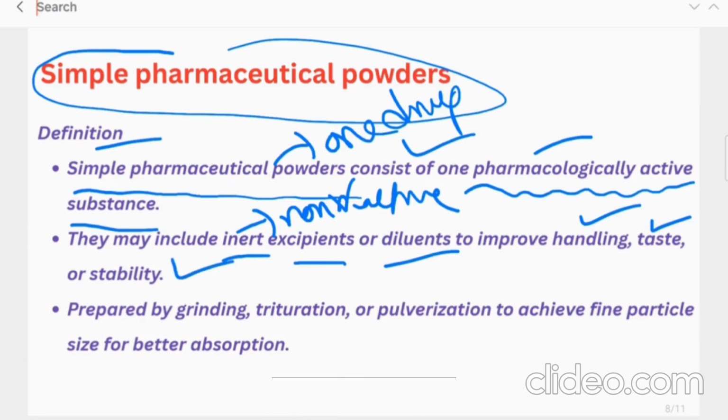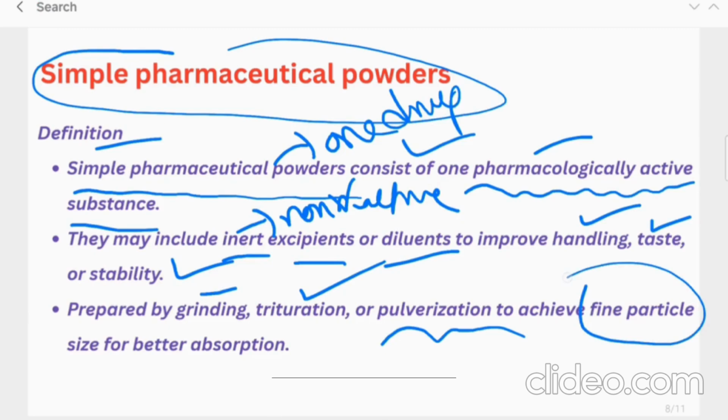Then simple powders are prepared by the grinding method, trituration method, or by pulverization to achieve the fine particle size, which is very important for better absorption in the body and for dosage uniformity.